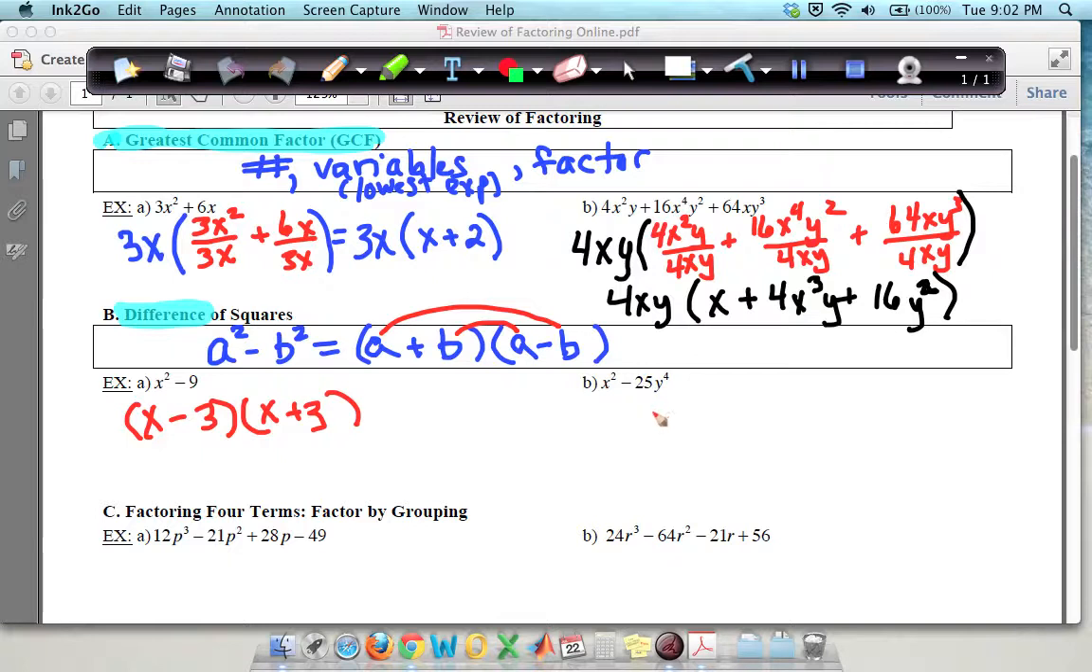Let's do the same thing with the other example. There's no GCF, so I'm going to go ahead. This is a difference, and both of these are squares. So x squared, again, I'm going to start with an x and an x and change my signs. For 25y to the fourth, the square root of 25 is 5, and for y to the fourth, it'd be y squared. So it's 5y squared, and that's now factored.